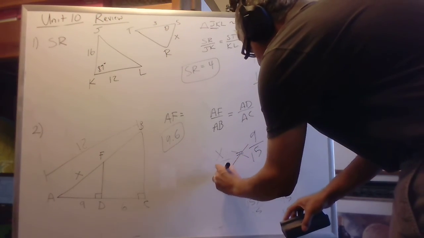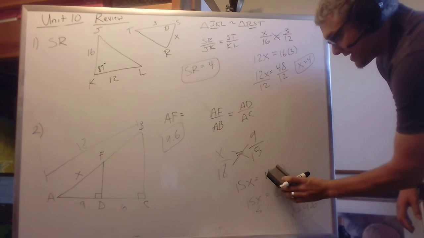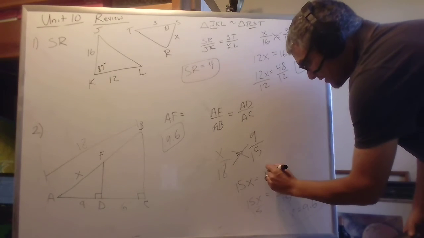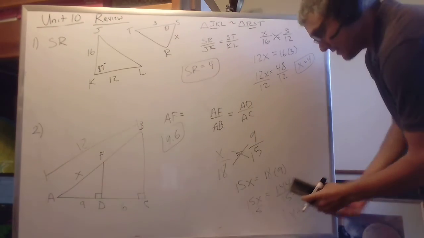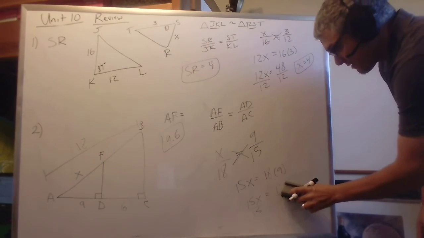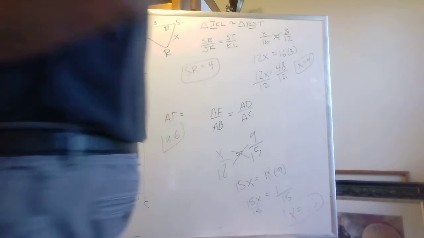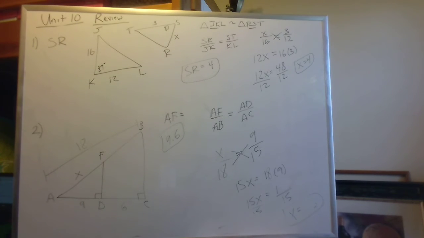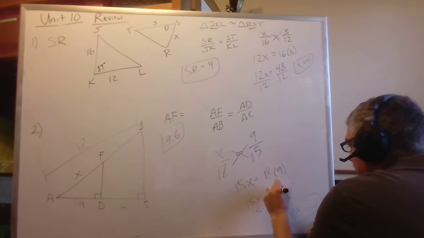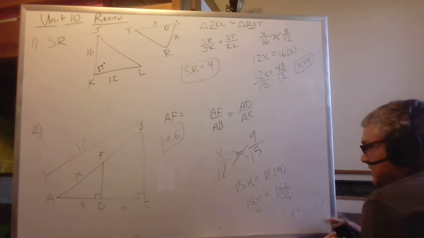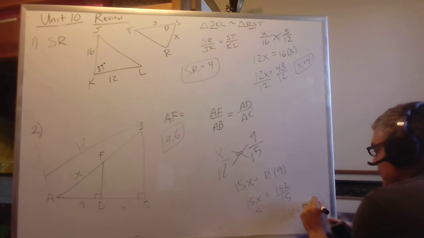So we're going to have x times 15x and then 18 times 9. I wrote down the length right here incorrectly. And so that's going to actually be 18 times 9, which is 162. All right, there we go. And that's going to give us 162 divided by 15, which is 10.8.